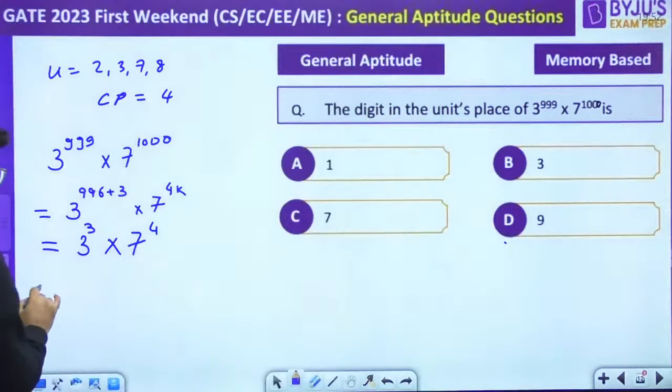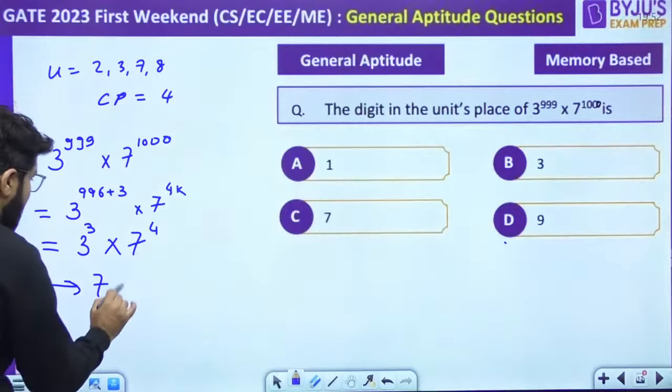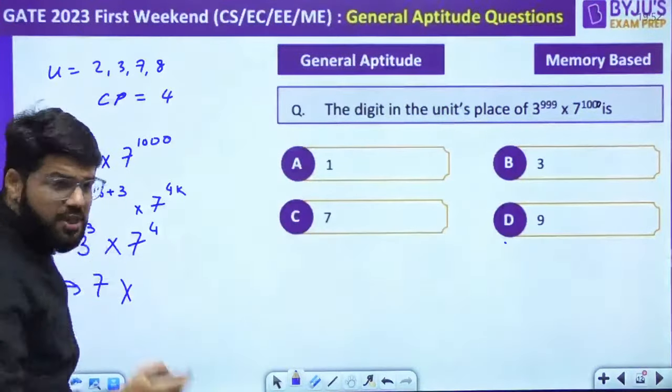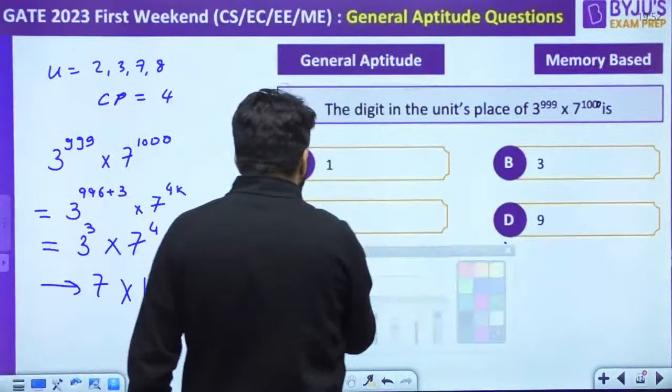Now 3 power 3 is 27. Only the units place I am writing, that is 3. Multiplied by 7 power 4, which is 2401, the units place is 1. 7 into 1 is 7. The correct answer for the question is C.